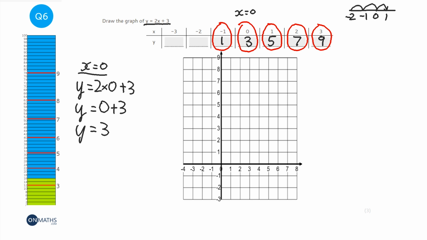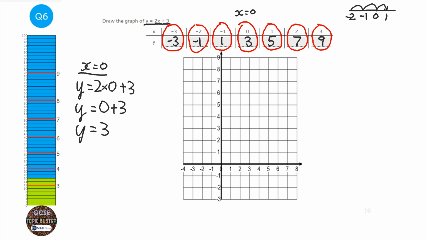So let's try the next one. 2 times negative 2 is minus 4 plus 3 is minus 1. Minus 3 times 2 is minus 6 plus 3 is minus 3. So those are my final two coordinates.